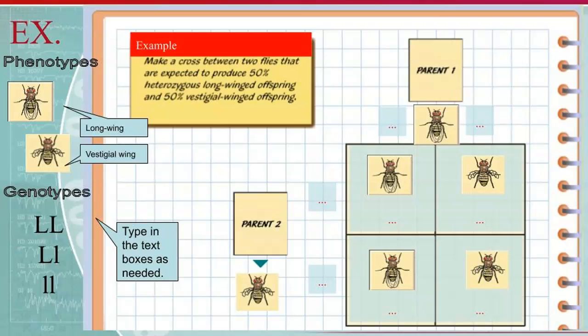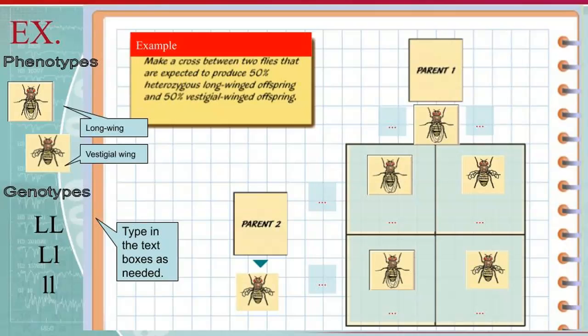phenotype. And we need to figure out the F1 generation, which are the offspring of the parents. We need to figure out the alleles and the particular phenotypes. And lastly, we've got to figure out the percent chance after the cross of having those offspring. So here's the example. It says make a cross between flies that are expected to produce 50% heterozygous long-winged offspring and 50% vestigial wing offspring.